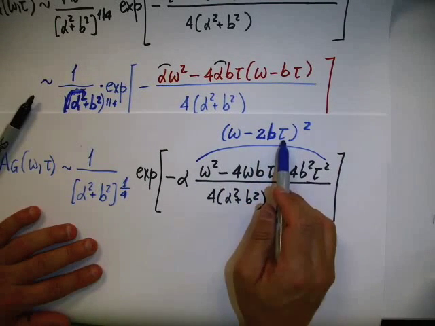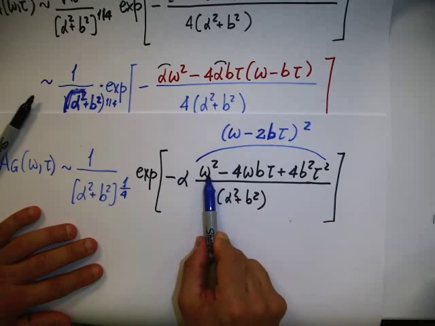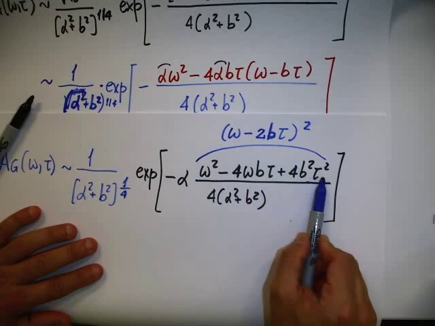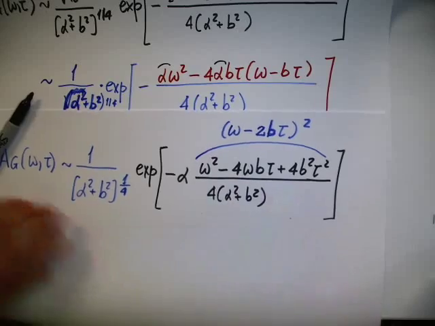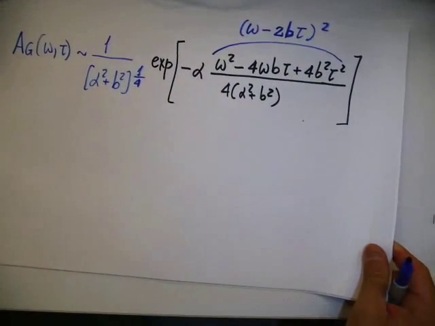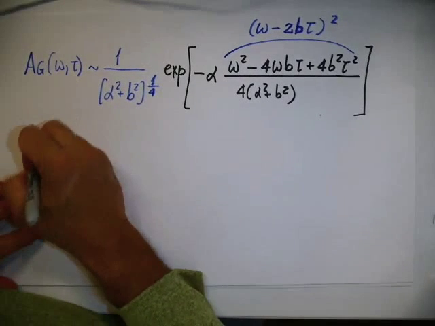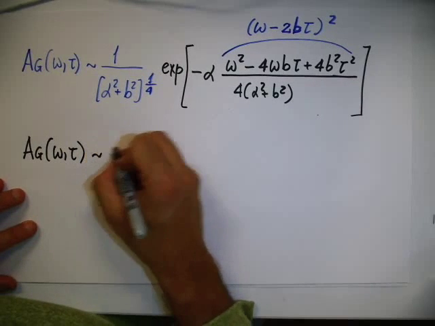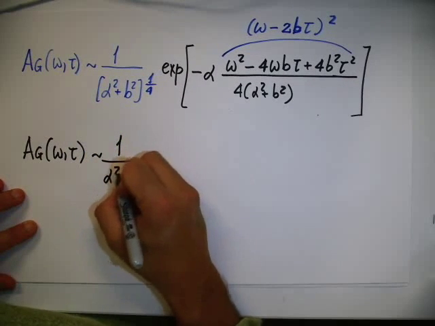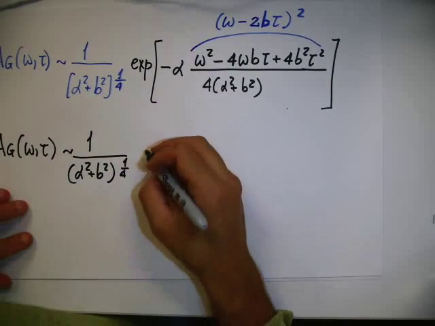So this 2 beta tau is the local frequency. And it comes naturally from omega squared plus 4 beta squared tau squared minus the double product, 2 times 2, 4 omega beta tau. That's very nice, because we finally have the final expression for the amplitude of the chirp signal, which is proportional to 1 over alpha squared plus beta squared, to the power of a quarter.